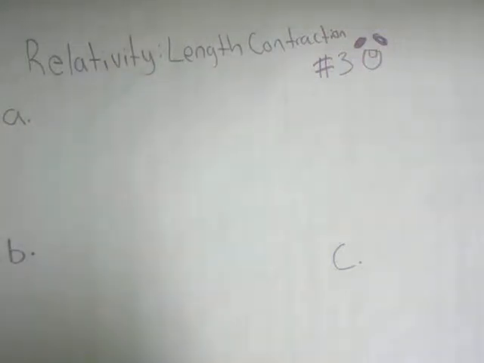Okay, so this is relativity length contraction problem number 3, and here's the equation. The question: an unstable particle is created in the upper atmosphere from a cosmic ray and travels straight down towards the surface of the Earth with a speed of 0.99860 c relative to the Earth. A scientist on the surface of the Earth measures that the particle was created at the altitude of 60 km.